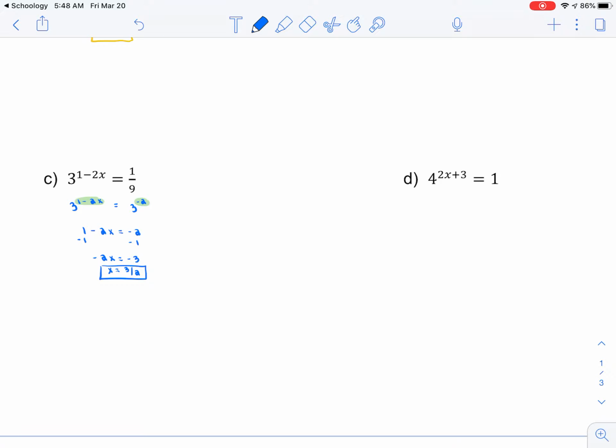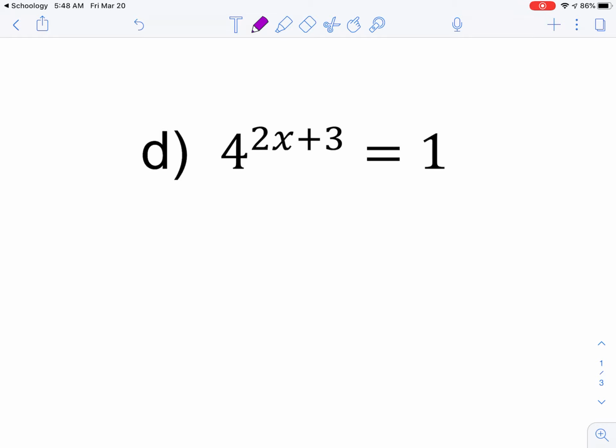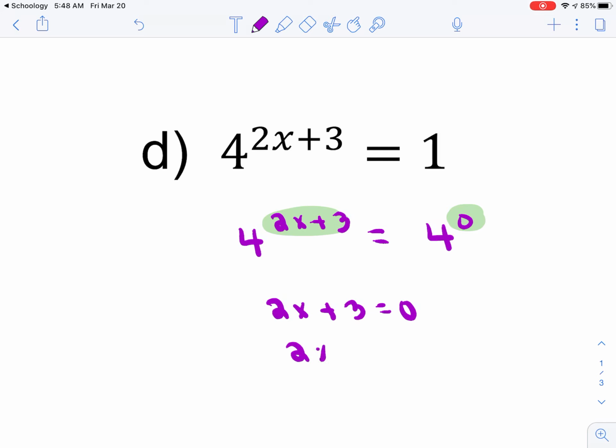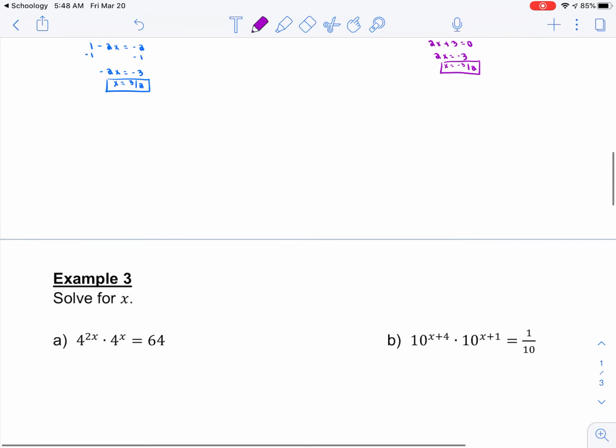Now, the final problem in this set, same idea. You're going to see that it looks like these numbers are very different, the bases. But remember, anything raised to the 0 power equals 1. And so we can take that same base of 4, raise it to the 0 power. We have these exponents that we can now set equal to each other, and then we can go through and solve. All right, so that's the first page of notes. Let's go to the next set of examples.